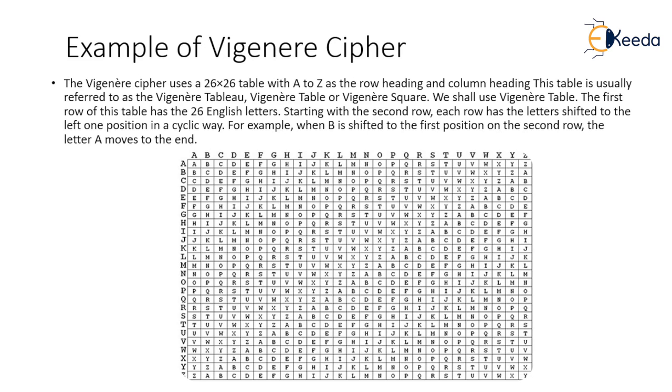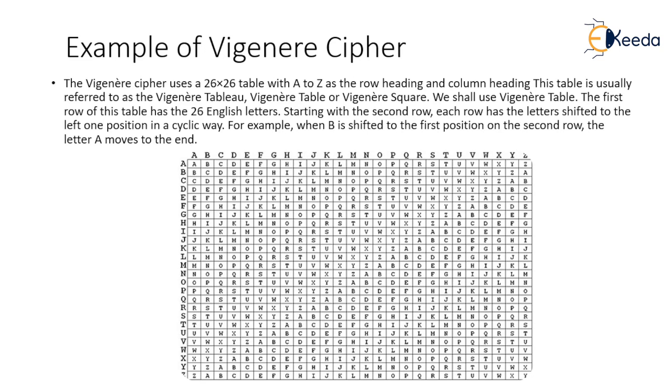But the second row starts with the alphabet B and ends with the alphabet A. That means in every next row after the first row, one letter is shifted to the left by following the cyclic way.